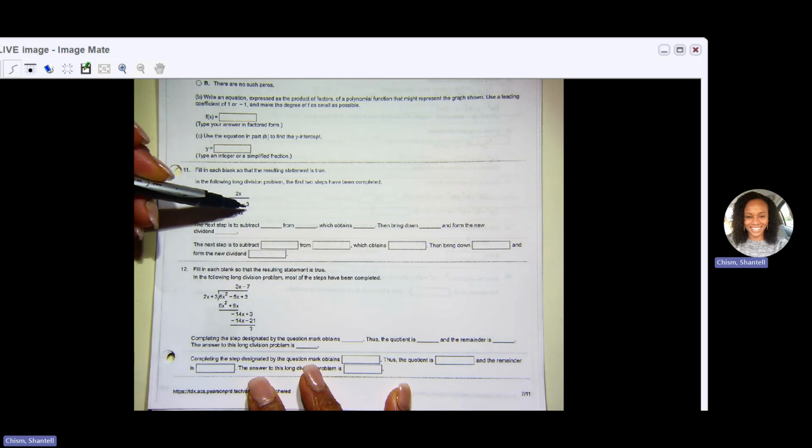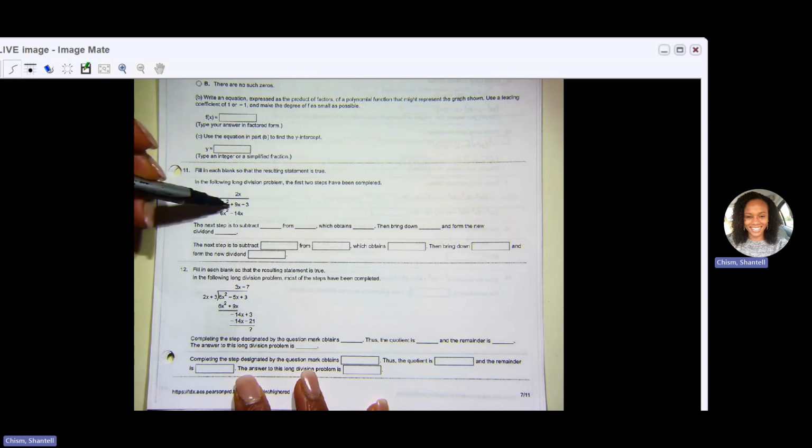It says in the following long division problem, the first two steps have been completed. So we've got our dividend under the rooftop, and we've got our divisor here. So our dividend is 6x squared plus 9x minus 3, and we are dividing that by 3x minus 7. So remember, the first step is to divide the first term by the first term. So that's been done for us. They divided 6x squared by 3x, okay, which left us with 2x.